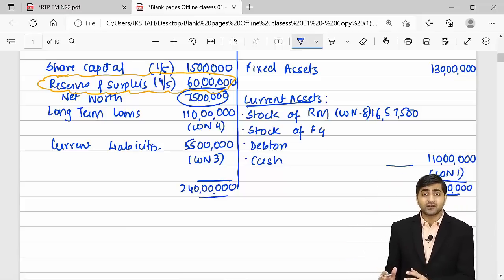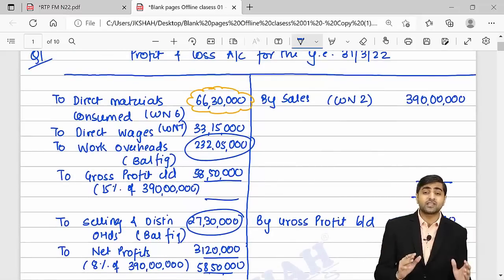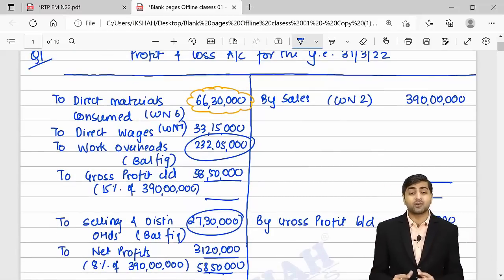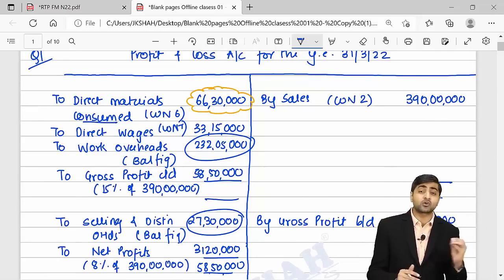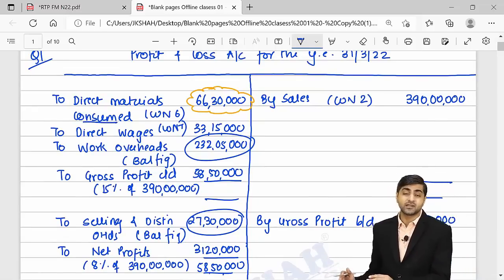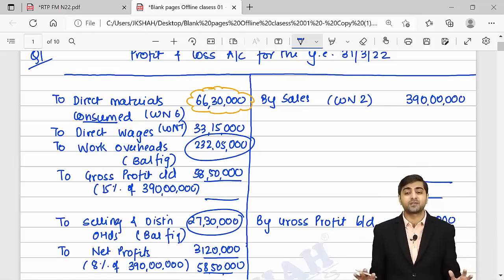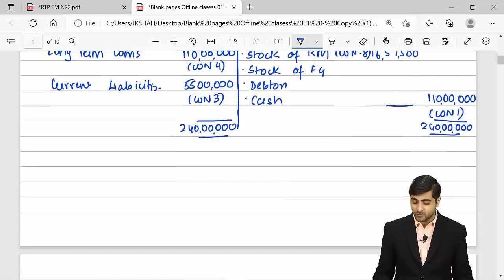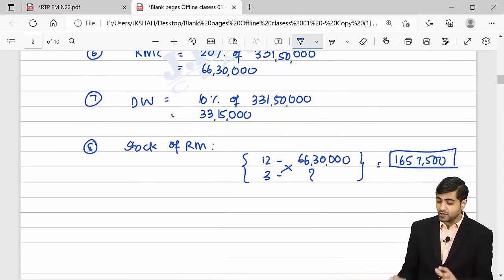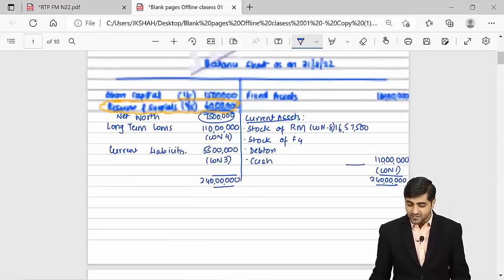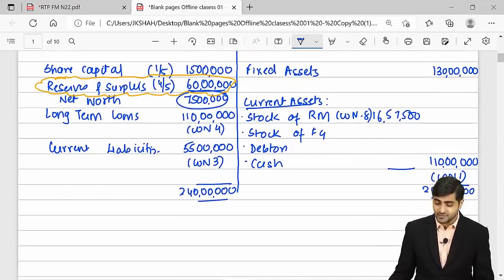Now this stock of raw materials, I cannot substitute that in my trading account, profit and loss account. Why? Because here it's given to you as direct materials consumed. So consumed itself means what? Opening plus purchase minus closing. So guys, don't make the mistake of substituting that here. Your P&L account is now actually completed and it is as per the format which is available. So your consumption includes everything, opening plus purchase minus closing. So the only effect which will come here will always be in your balance sheet asset side, in your current asset, that is your stock of raw materials.